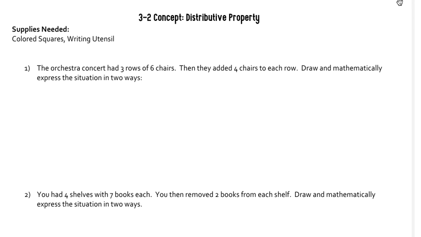Property, so just getting the idea of what is the distributive property and how it works before we actually do it. You don't actually need colored squares. That was just a pretend. So you just need something to write with. It says the orchestra concert has 3 rows of 6 chairs.